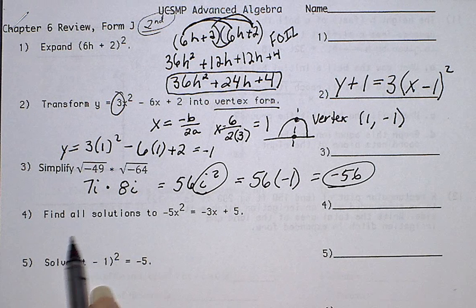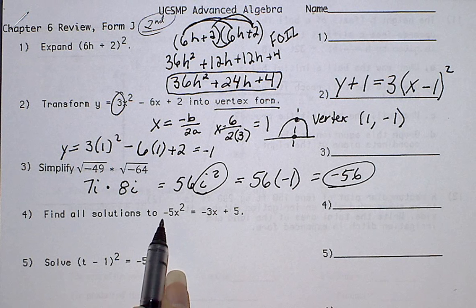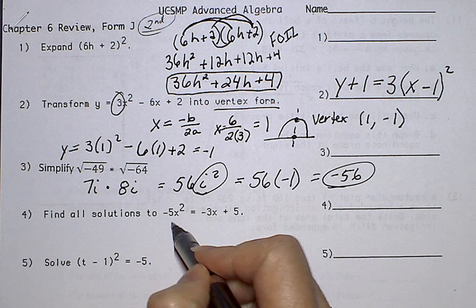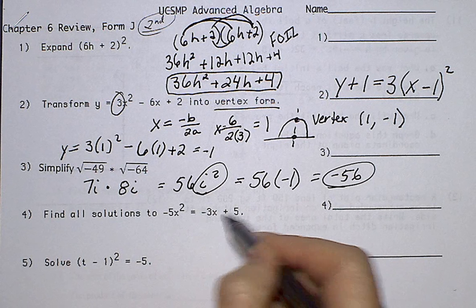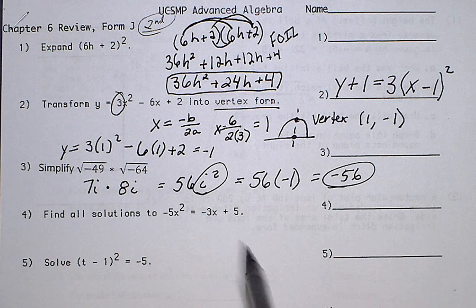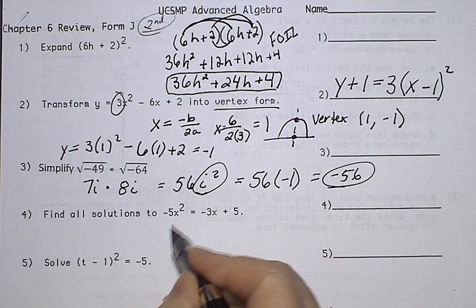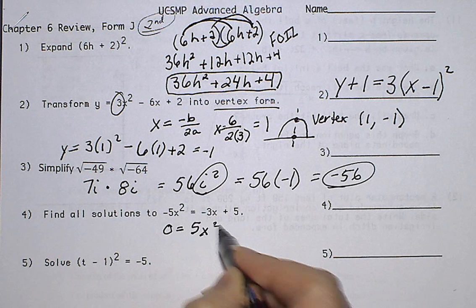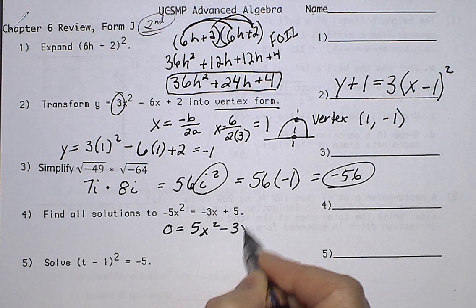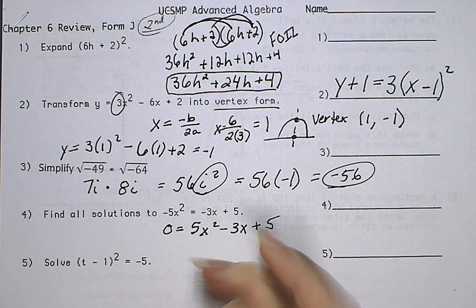Find all solutions to negative 5x squared equals negative 3x plus 5. Now you can bring this to either side, it doesn't really matter. Most of you probably would have brought it to the other side, so I have 0 is equal to 5x squared minus 3x plus 5, just adding 5x squared to both sides.